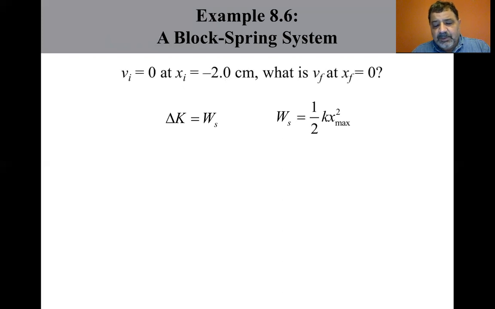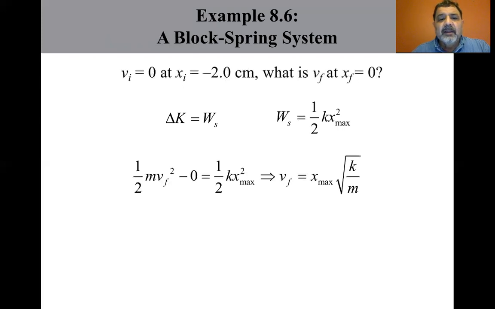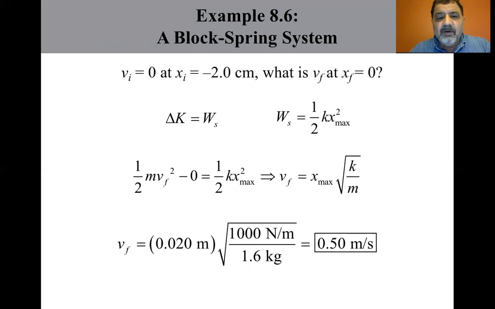We substitute the expressions for kinetic energies and work. 1/2 m v final squared minus 0, because it was initially at rest, there is no initial velocity. That's equal to 1/2 k x squared. So we solve for v, that's equal to x max times the square root of k over m. Let's substitute the numerical values. 0.02 meters, the square root of 1,000 newtons per meter divided by 1.6 kilograms, and you end up with a velocity of 0.5 meters per second.